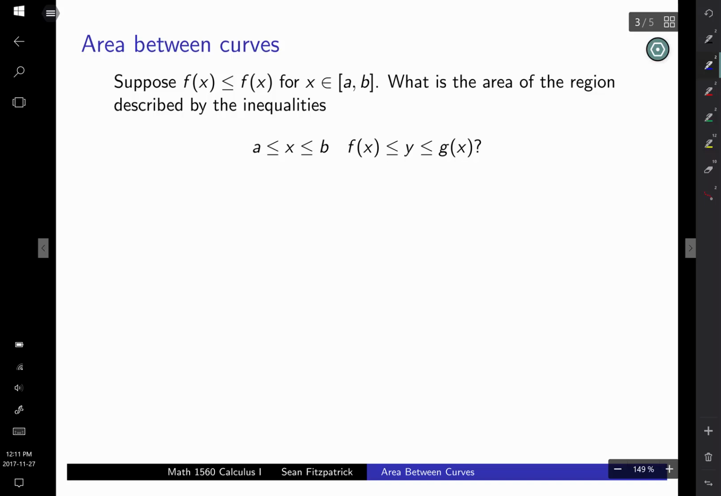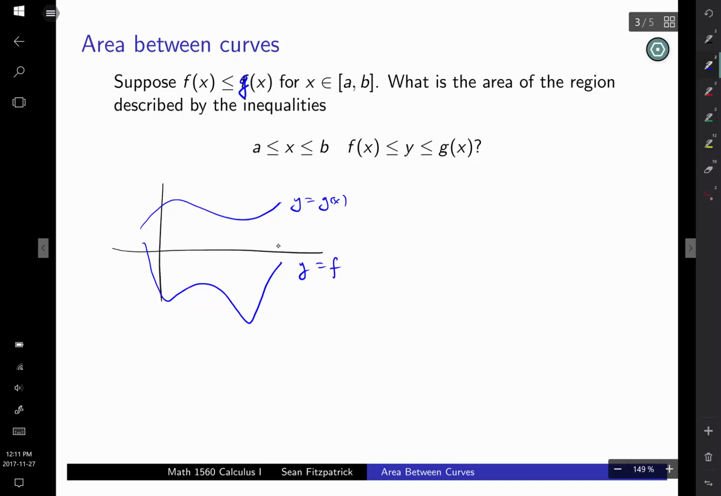Okay, so here's the general problem. We have two functions, f of x less than g of x. F is less than g. We want to find the area of the region between them. So what this looks like is something like this. We've got maybe y equals g of x here, and y equals f of x down here.